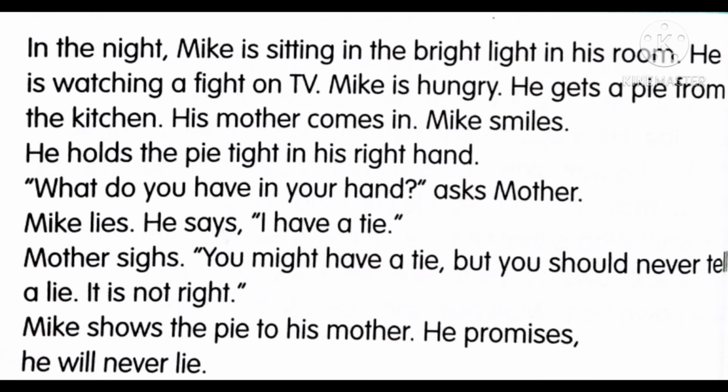What do you have in your hand? asks mother. Mike lies. He says, I have a tie. Mother sighs. You might have a tie, but you should never tell a lie. It is not right. Mike shows the pie to his mother. He promises he will never lie.